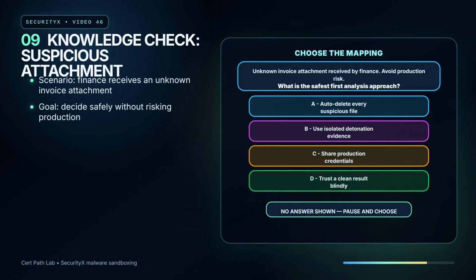Knowledge check. A finance user receives an unknown invoice attachment. The team needs evidence without putting production endpoints or credentials at risk. What is the best first analysis approach? A. Auto-delete every suspicious file. B. Use isolated detonation evidence. C. Share production credentials. D. Trust a clean result blindly.